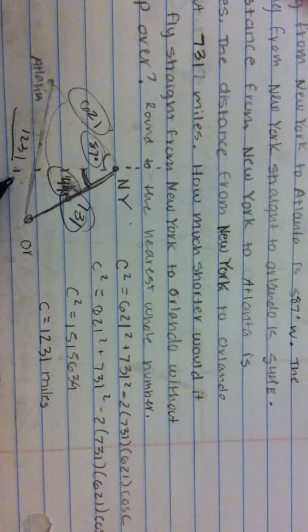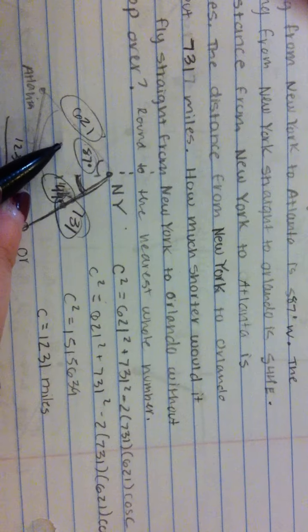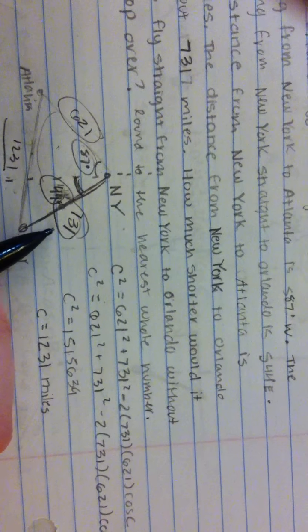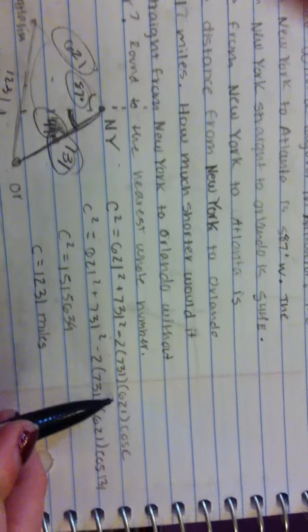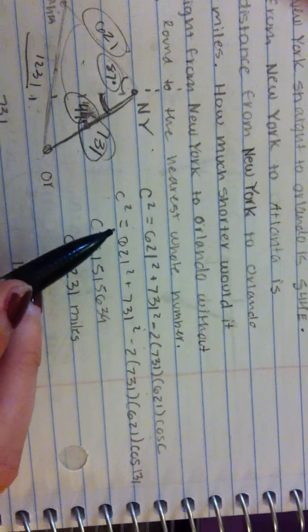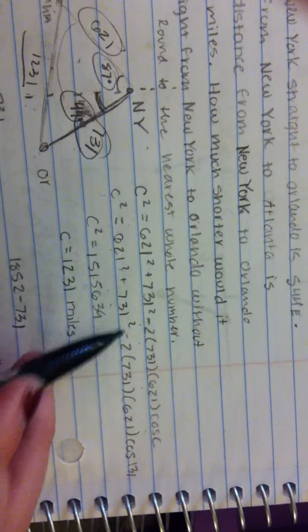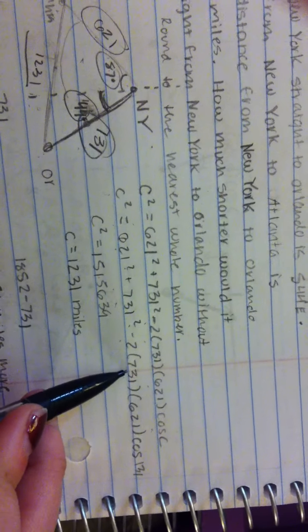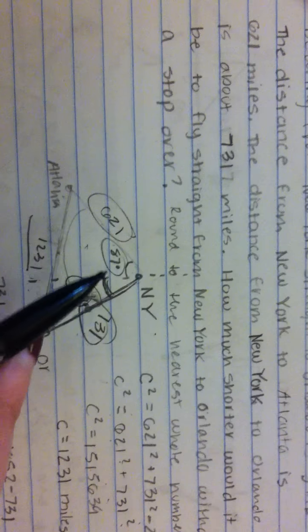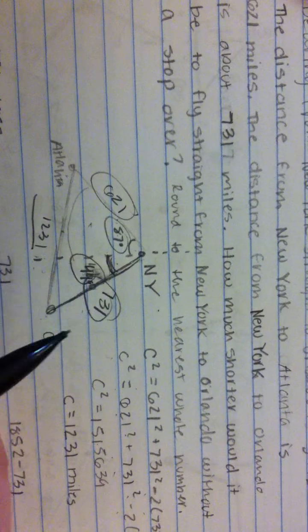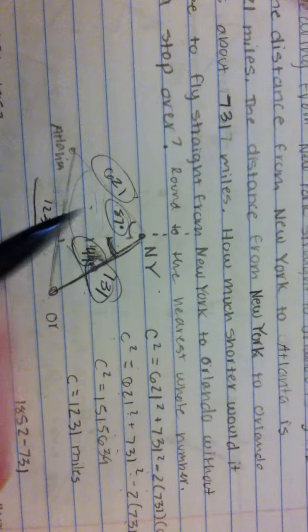So c squared equals 621 squared plus 731 squared minus 2 times 731 times 621 times cosine of c. Now we need to find c before we can continue. So c squared equals 621 squared plus 731 squared minus 2 times 731 times 621 times cosine of 131. And I got 131 by adding these two angles, because we know that this is 44 degrees and this is 87 degrees. So together it's 131 degrees.